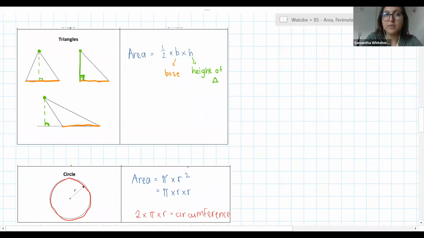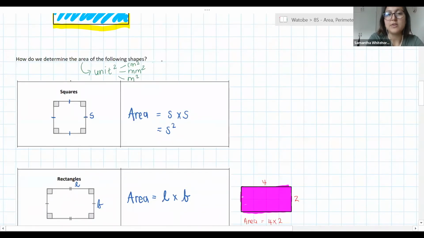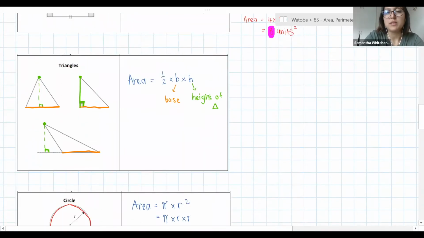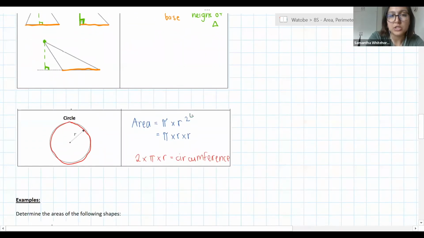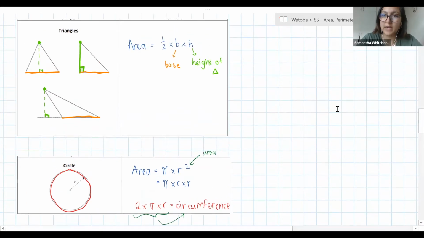Now, this is important, and the way I try to remember the difference between these formulas is because remember we said that area is in units squared. So I remember my formulas in that the formula with the squared in it is for the area of the circle. The formula without the squared in it is for the circumference. That's how I remember the difference. You need to remember it how you want to remember it. But the area of a circle is pi r squared.